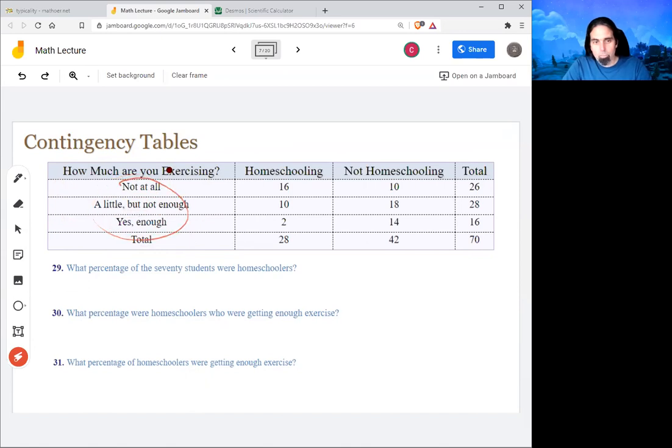Besides those 3 responses to one question, they were asked another question with 2 responses. Are you homeschooling your kids because of COVID? So some of them were, and some of them weren't. So this total is broken up into 2 groups. Of the 26 that were not exercising, 16 of them were homeschooling and 10 of them were not.